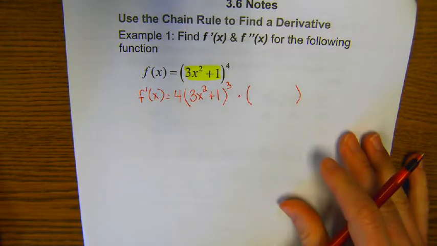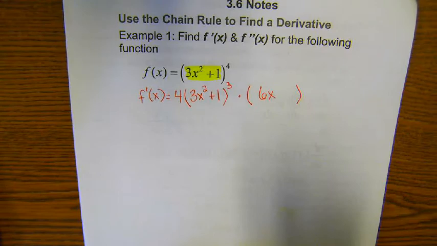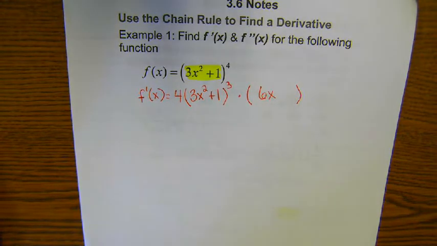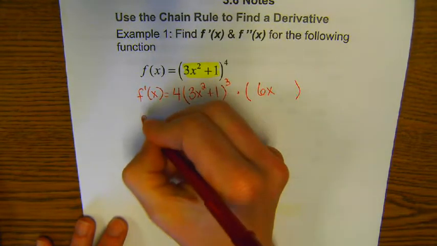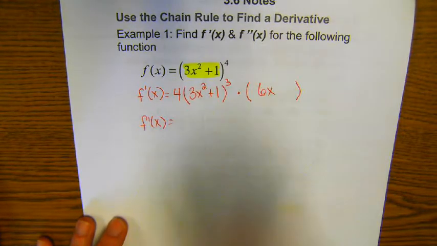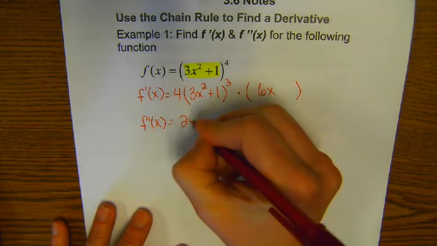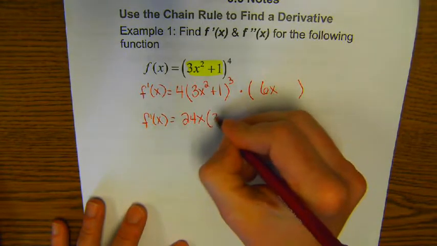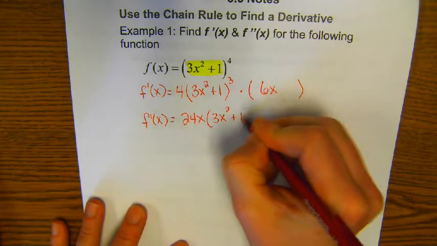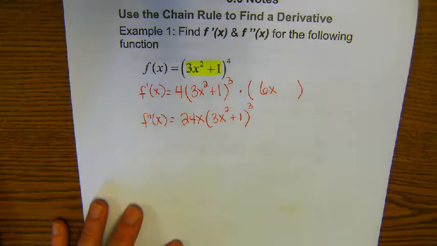So, what's the derivative of what's inside? I didn't need that big of a parentheses, did I? Fix that. Okay, so that's the first derivative. So I would write that in front. How could I simplify that then? Good. 24x times 3x squared plus 1 to the third power. Okay, so that's the first derivative.